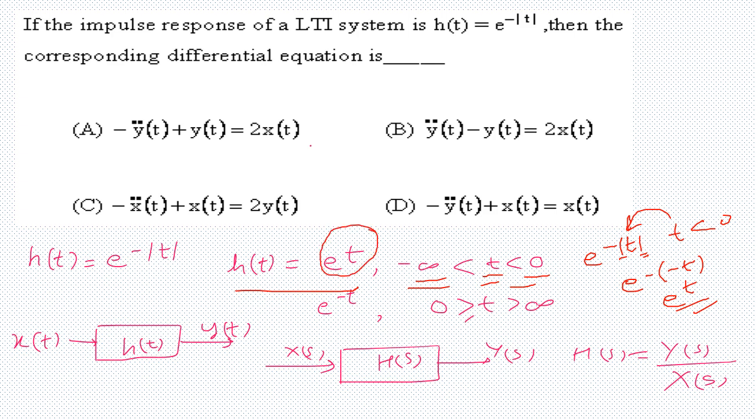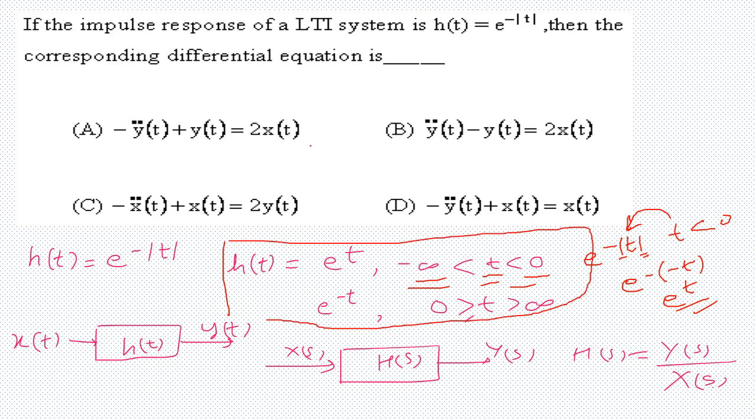Now for t more than or equal to 0, it's going to be e power minus t. So we have defined our function fully now. This is how the impulse response is defined for various ranges of t. Now we know that this is the impulse response h of t.